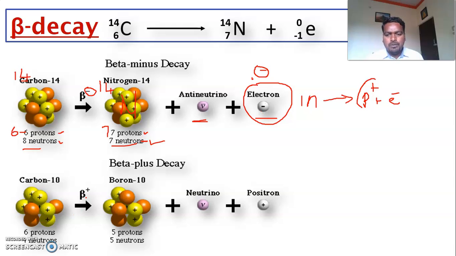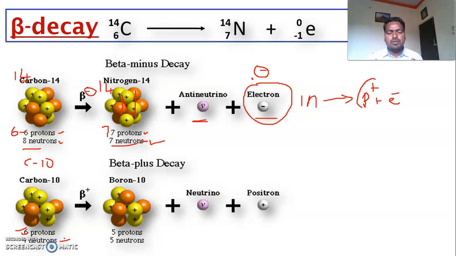But in the case of beta plus decay, here is carbon of atomic number 6, and please observe the arrow mark, dear students, of atomic number 6 and its mass number. It is also an isotope of carbon. It is called C-10, carbon with mass number 10. It has 6 protons and 4 neutrons.